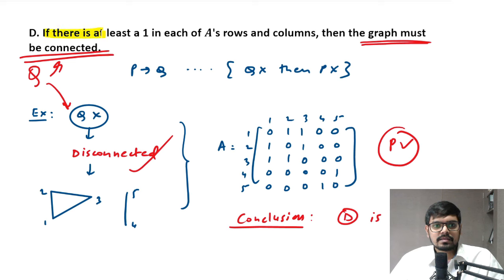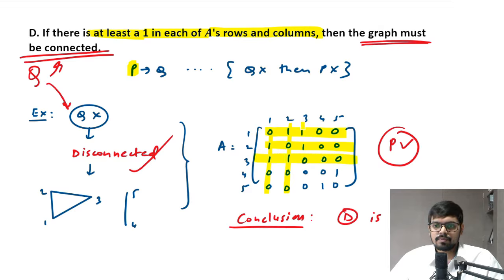if there is at least, so what is the P? P statement is at least one entry is 1 in each of A's rows and column. Is it true? Yes. In this row and in this column, at least one entry is 1. Okay, here also. Row 2, column 2, at least one entry is 1. Everywhere you see.